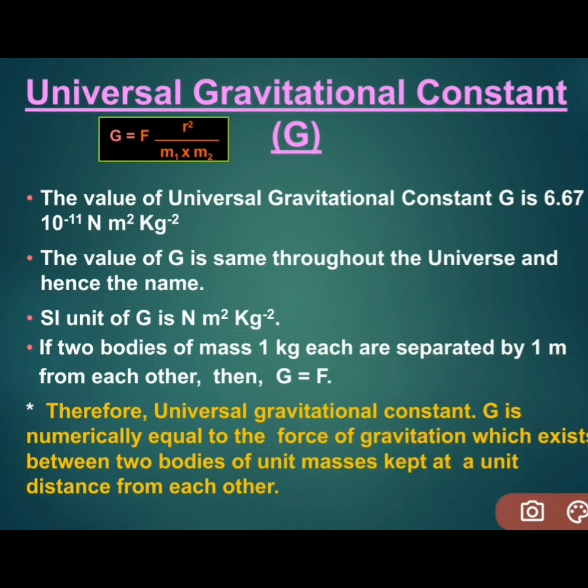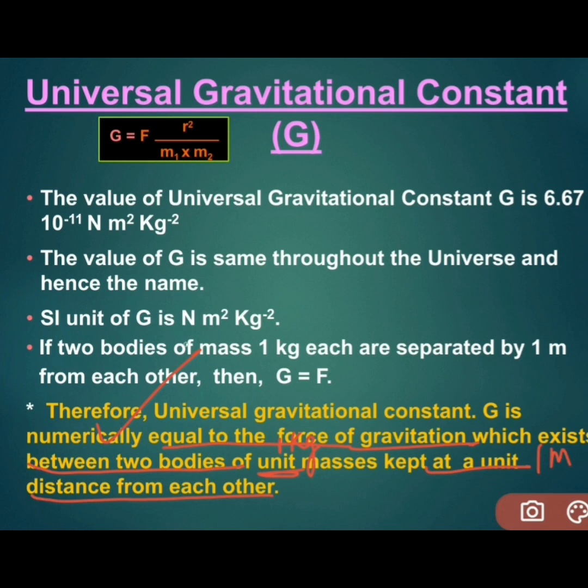In that case, the force of attraction becomes equal to the universal gravitational constant, and this is how it is defined. So how do we define the universal gravitational constant? It is defined as numerically equal to the force of gravitation which exists between two objects of unit masses kept at a unit distance from each other. Unit means 1. So they are of 1 kg each and separated by 1 meter of distance, so r square gives 1 meter square. This is how the universal gravitational constant is defined.